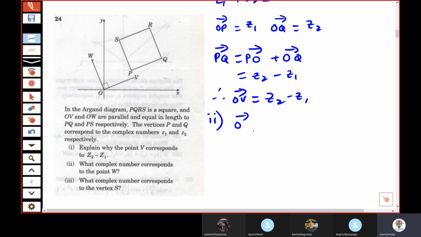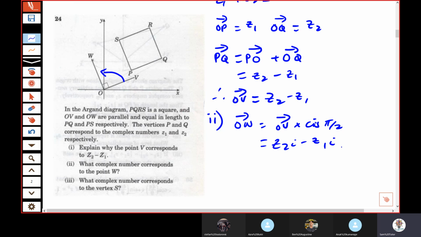OV. OW is equal to OV times cis 90 because it's a right angle. Cis pi on 2, which is i. OV, you're going anti-clockwise. OV, you're going this way. Anti-clockwise is positive, left is positive. So the answer is Z2 i minus Z1 i.